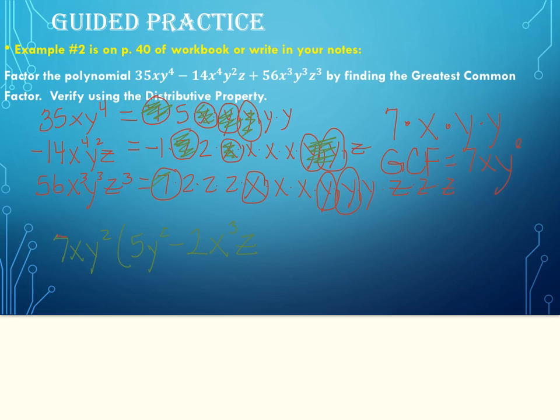For the last one, I took out the 7x, 2 y's. I have positive 2 times 2 times 2 is 8, x squared, a y, and 3 z's. And that very complicated looking thing is your answer. Hope you got it.